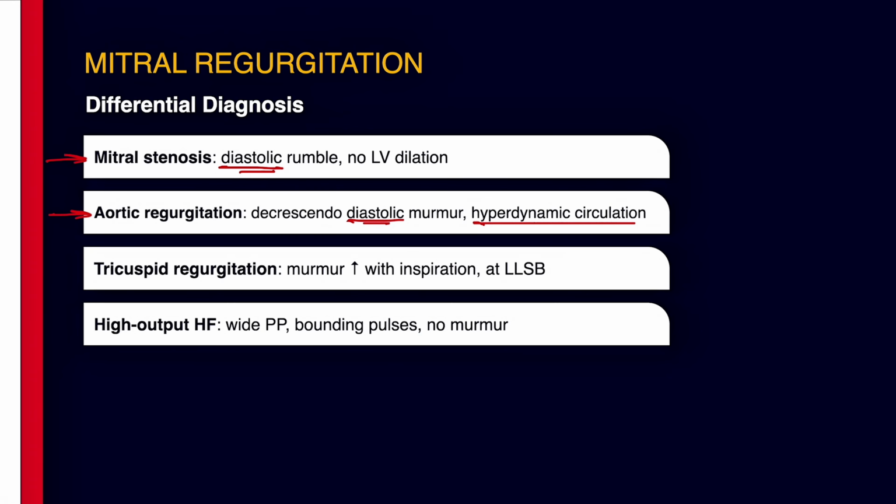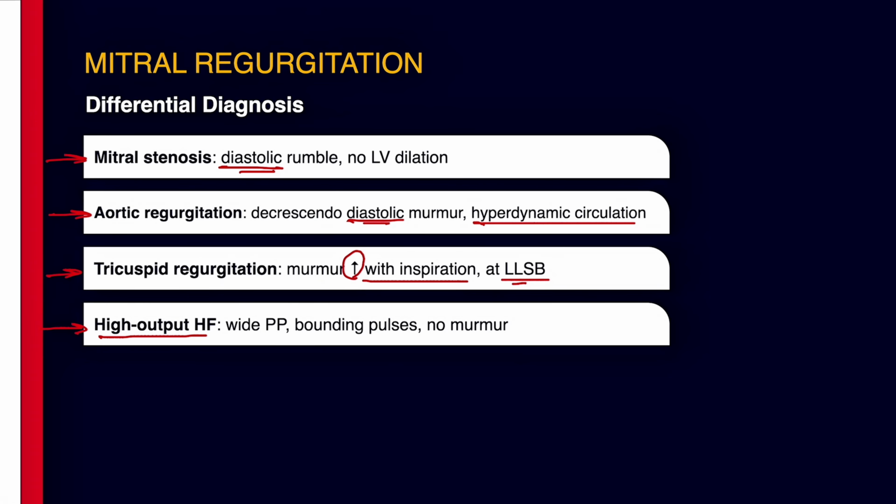All right? Now for tricuspid regurgitation, this is a right side murmur. It's also holosystolic, but it's going to get louder with inspiration. It's best heard at the left lower sternal border and gets louder with inspiration, which is Carvallo's sign. You know that. Finally, don't forget about high output states like anemia, pregnancy, or thyrotoxicosis.